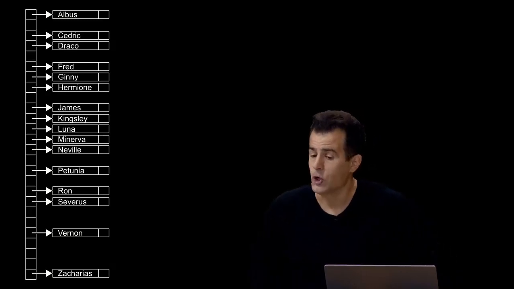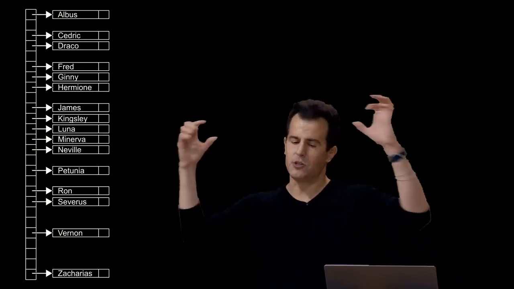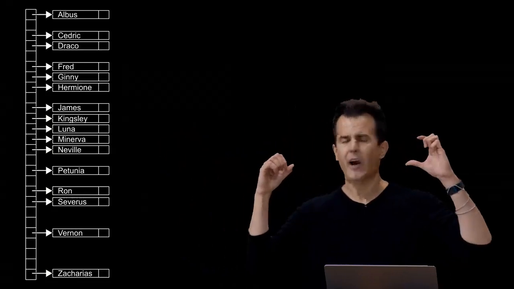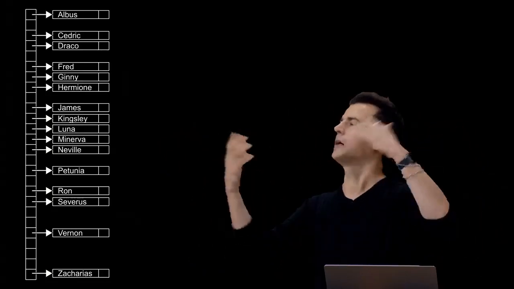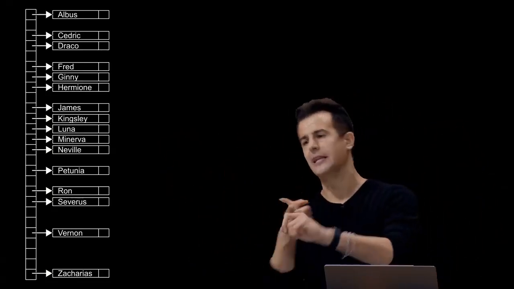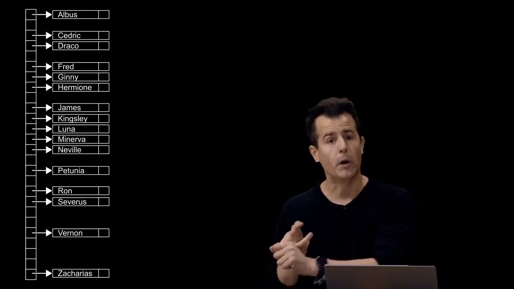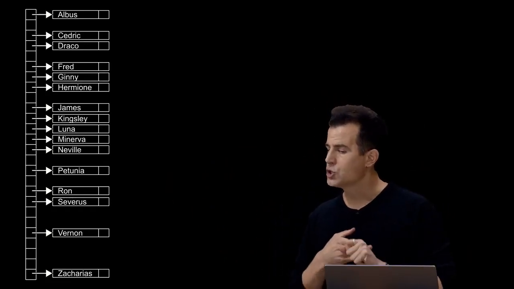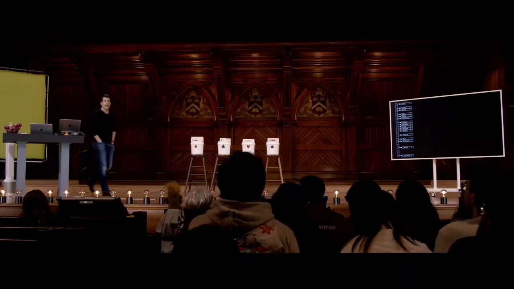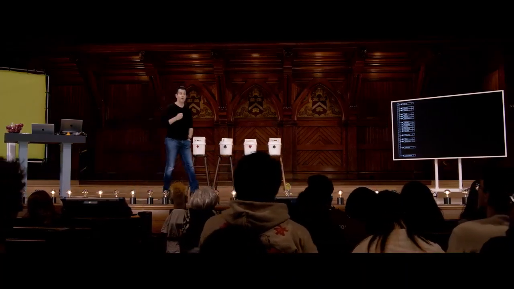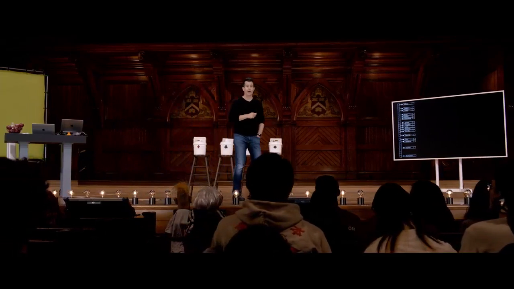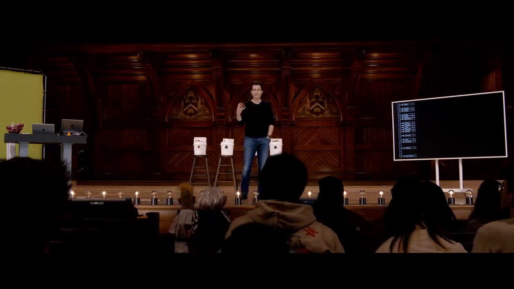Now, each of these nodes, they're drawn differently because this is just another artist's rendition. These long rectangles represent a contact card, like John Harvard's that's got the name, maybe email, definitely phone number, and things like that. So this seems great. Why? How can I find Albus? Well, I go to the A bucket. How do I find Zacharias? I go to the Z bucket. How do I find Hermione? I go to the H bucket.